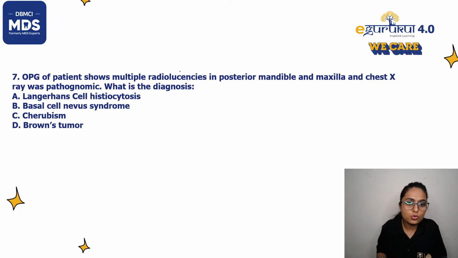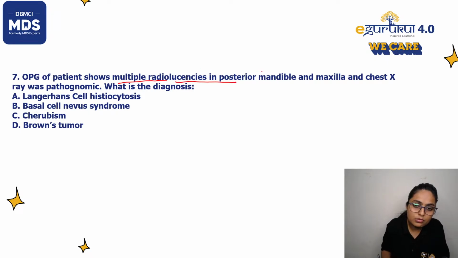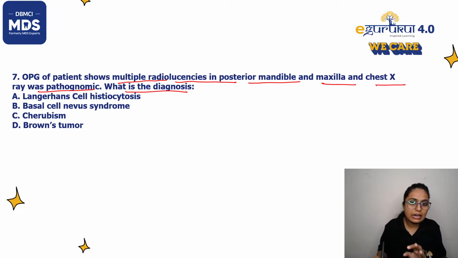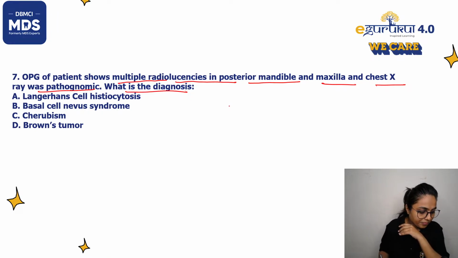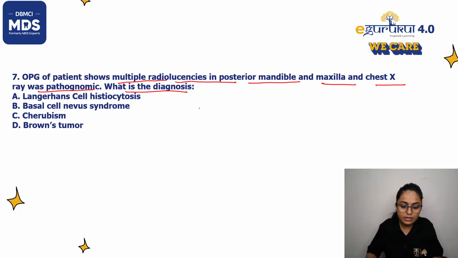The OPG of a patient shows multiple radiolucencies. Now we'll underline the keywords. Multiple radiolucencies in posterior mandible and maxilla. Second keyword, chest X-ray was pathognomonic. What is the diagnosis? Now you have two keywords here: multiple radiolucencies and chest X-ray was pathognomonic. To answer this question, you should know which entity shows multiple radiolucencies.